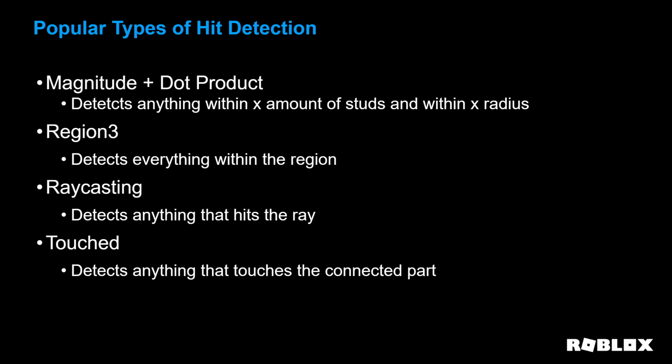Ray casting detects anything that hits by the ray. And basically the ray, you can imagine like a straight line that goes from one point to another, and usually has a certain distance it goes. Touch is very similar to Region 3. It just basically touches anything to a physical part. Anything that touches that physical part will be detected.